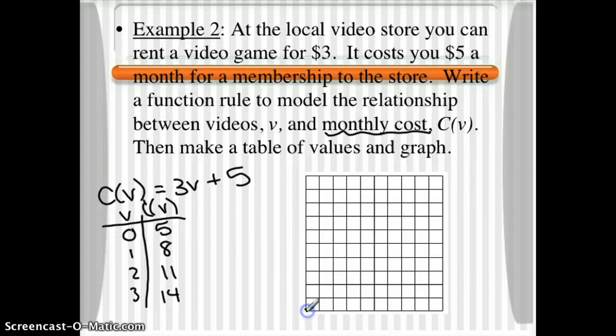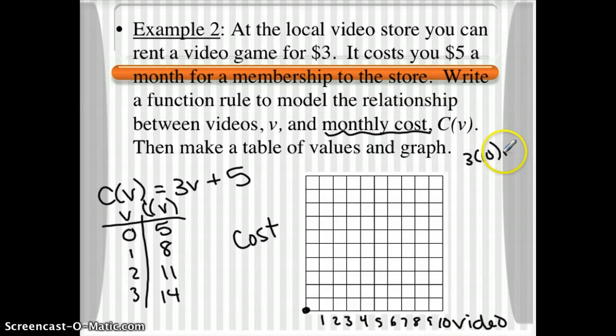Now here I'm going to just be concerned about these values. So this is video game cost. Okay, and I'm probably going to go by ones here: 2, 3, 4, 5, 6, 7, 8, 9, 10. And I'm just going to try to make something smart happen. So if I rent 10 video games, I'm going to do 3 times 10 plus 5.